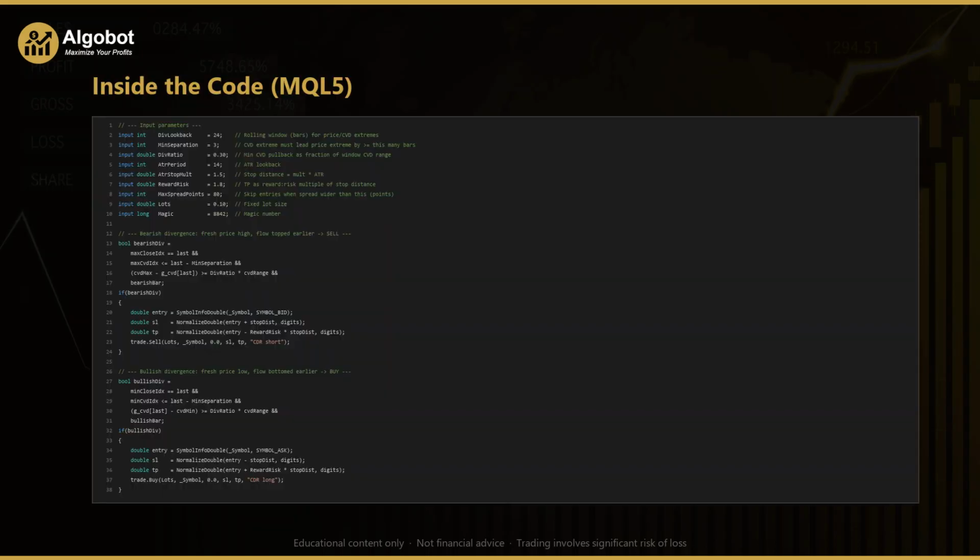Let's read the actual MetaTrader 5 code now, the way it appears in MetaEditor. At the top are the input parameters you can adjust. DivLookback sets the rolling window for finding price and delta extremes. Min separation is how many bars the delta extreme must lead the price extreme by. DivRatio is the minimum pullback in the delta as a fraction of its range for a divergence to count. ATR period, ATR stop multiple, and RewardRisk control the volatility-based stop and the reward-to-risk target. Max spread points filters out costly conditions, and lots and magic set the trade size and identifier.